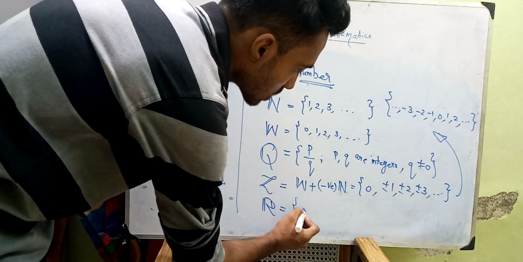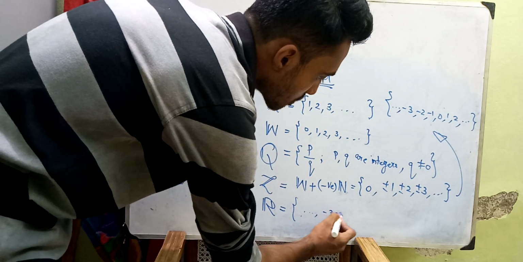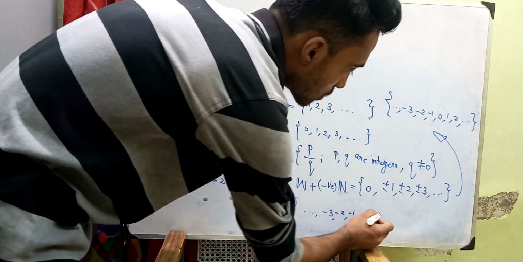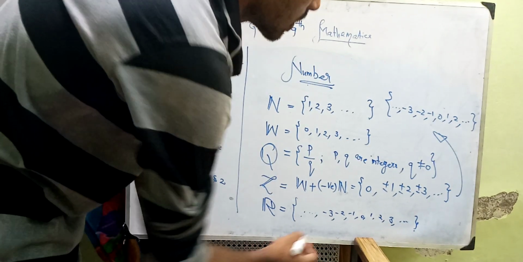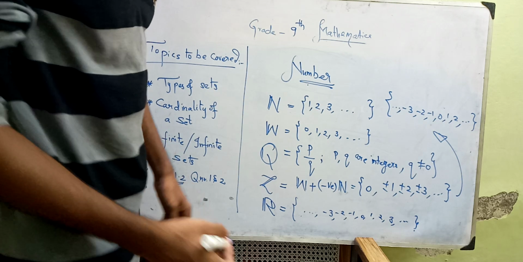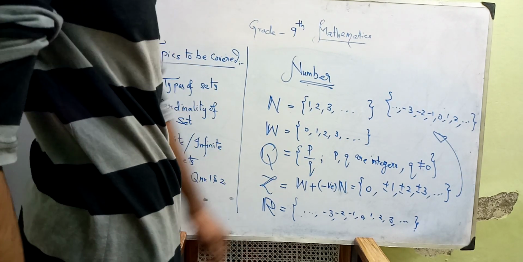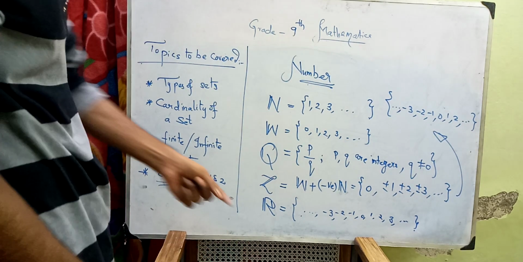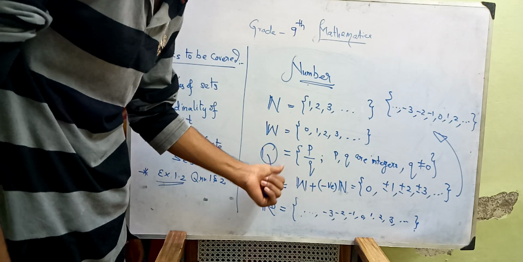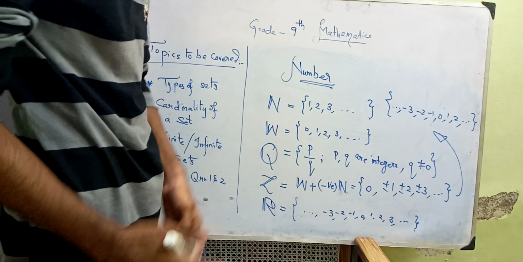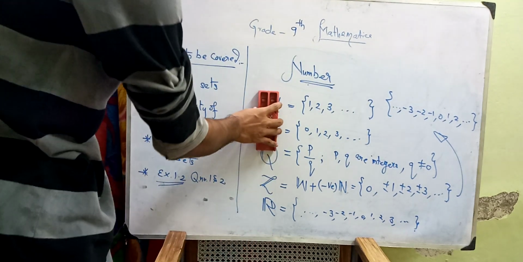Real numbers are similar: minus 3, minus 2, minus 1, 0, 1, 2, 3 and so on. But in this, all the rationals and irrationals occur. All the rational and irrational numbers occur together in the real numbers. An irrational number is nothing but a number which is not rational. Got it? Okay, let us go for types of sets.